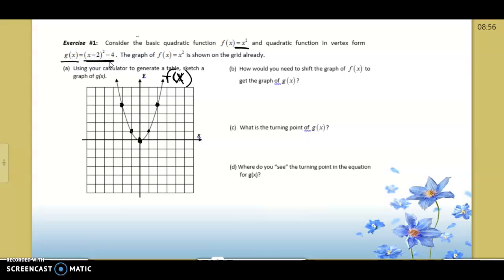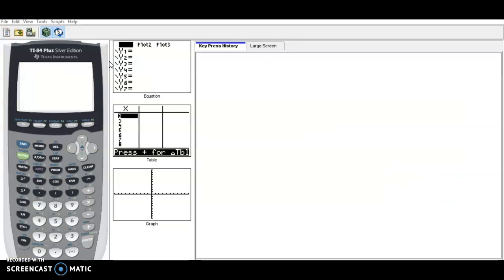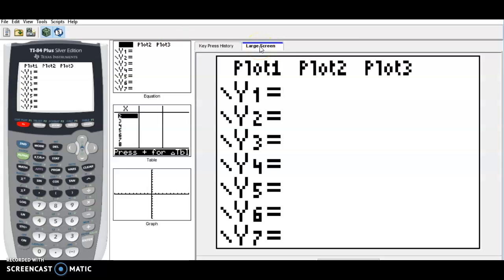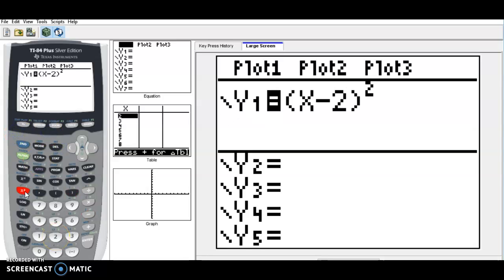And g of x is in turning point form. So let's use our calculators and just enter it into the equation. All right, your calculator, type it in exactly as you see it. So if there's parentheses, use parentheses. But we know we got to go to y equals. And let me use the large screen. So parenthesis, then that variable button, which will pop up as an x. We are subtracting 2, closing the parenthesis, raising it to the second power. Once we get that far, minus 4. Okay? And again, it's like we've been doing before.